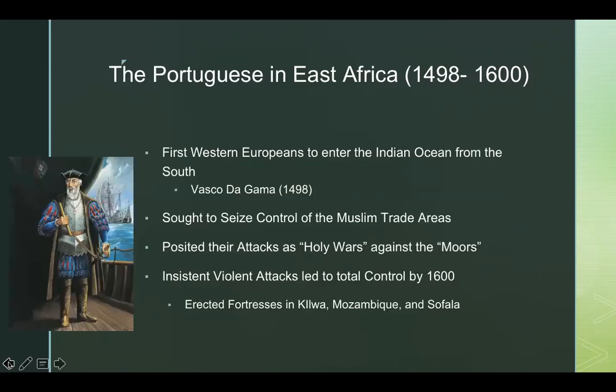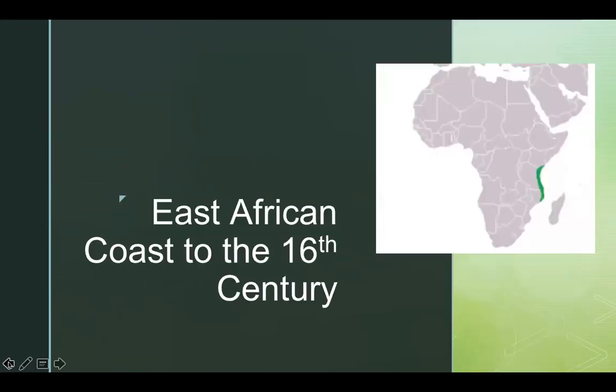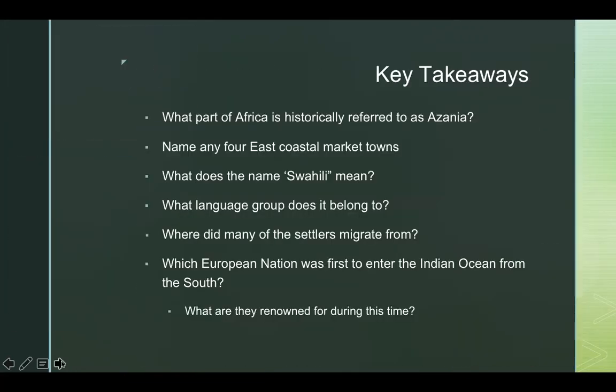And what are our big takeaways for this week? Sorry about that. Okay, so what part of Africa is historically referred to as Azania? Let me put this addendum. I don't think I spoke about this earlier.